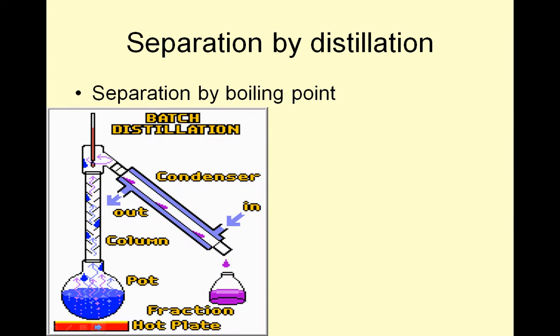Separation by distillation. Separation by the boiling point. Different things have different boiling points. If I have a mixture here, I heat it up. Part of it is going to boil, and then you recondense and collect it. The other part stays.